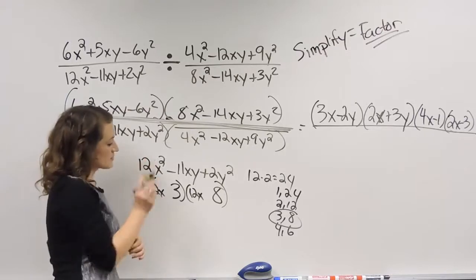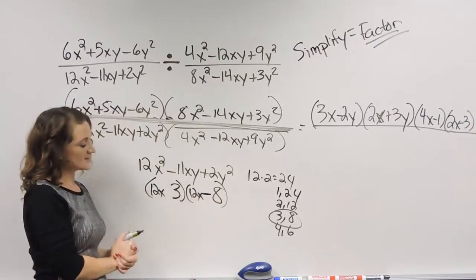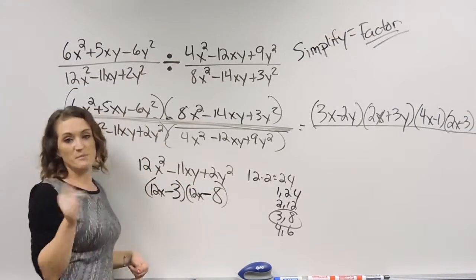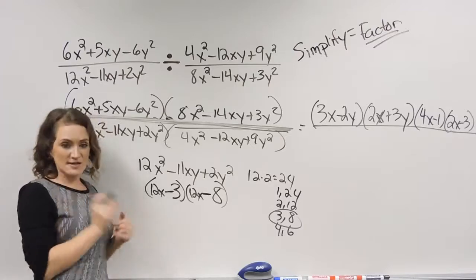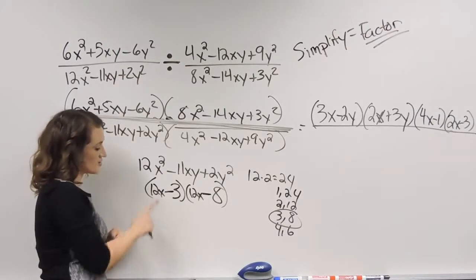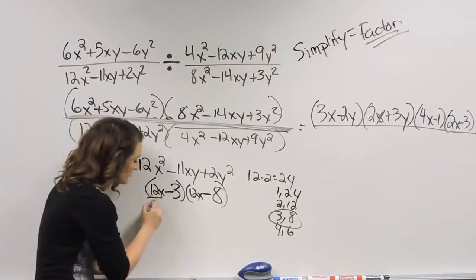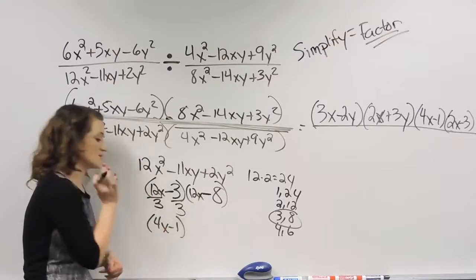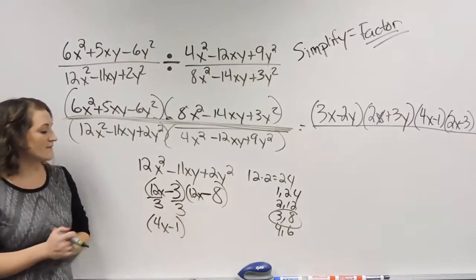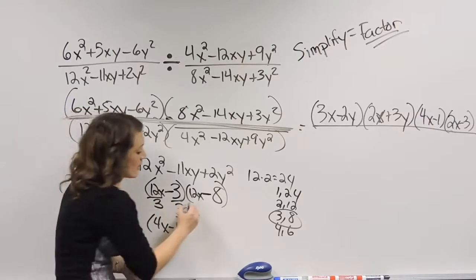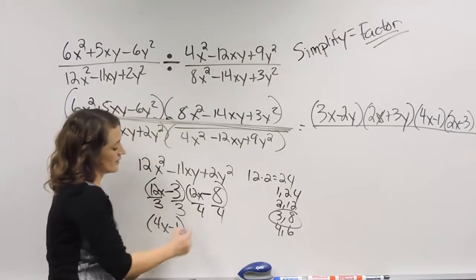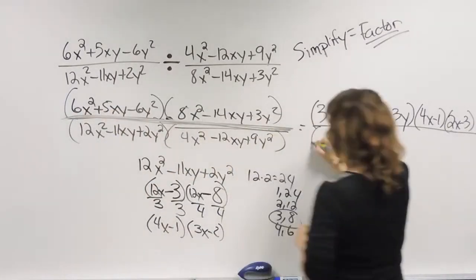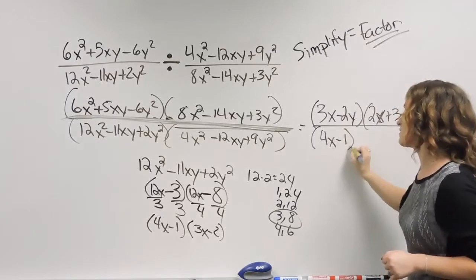Looking at our signs, our middle term is negative, so the negative goes with the 8. And since that last term is positive, remember positive is same signs, so they both have to be negative. Now let's reduce. Looking at our first factor, a 12 and a 3 has a 3 in common. So let's divide out that 3, giving us 4x minus 1. Looking at the second factor here, a 12 and an 8 has a 4 in common. So let's divide out that 4, giving us 3x minus 2. So let's plug that in over here.